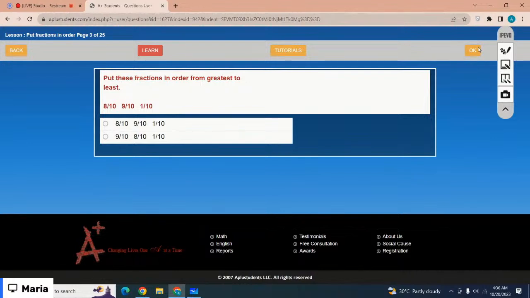The correct option is greatest to least, right? So that would be option number 2, right? 9 over 10, 8 over 10, and 1 over 10.